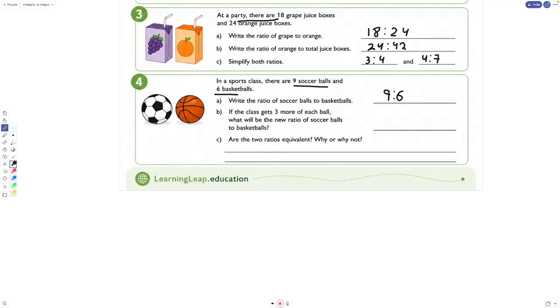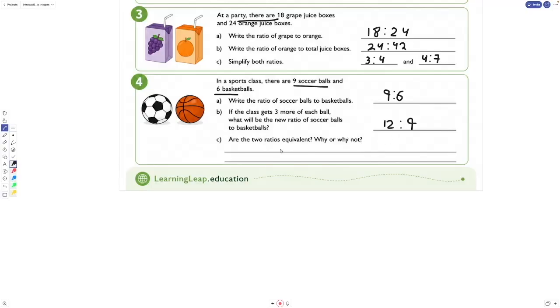If the class gets 3 more of each ball, what will be the new ratio of soccer balls to basketballs? Okay, so 3 more. So guess what? All we got to do is literally just do this. We're going to add 3 to each one, right? So 9 becomes a 12 because plus 3. And the 6 becomes a 9 plus 3 as well. And that would give you the final answer.